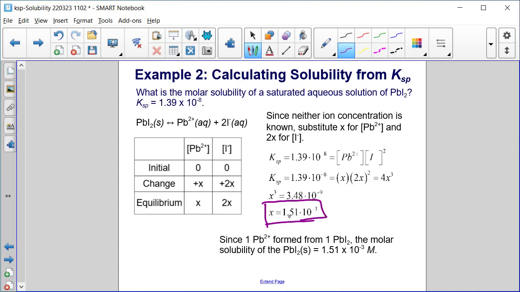Since 1 Pb2+ ion formed from 1 PbI2, the molar solubility of PbI2 solid is 1.51 times 10 to the minus 3 molar, the same as the lead 2+ ions.